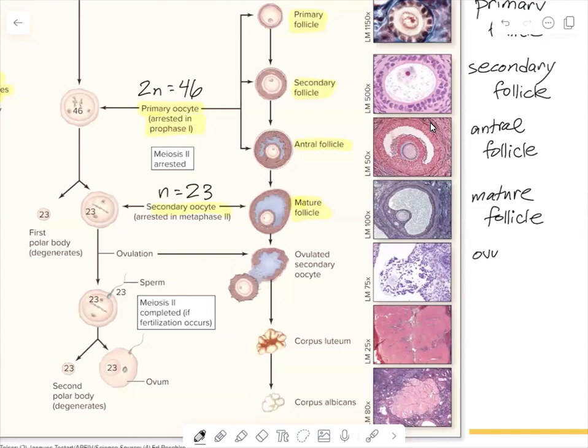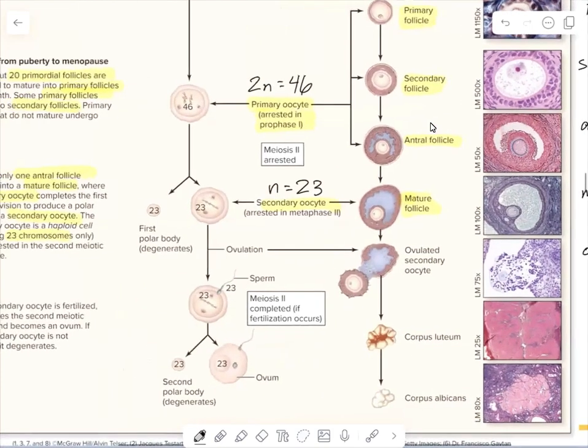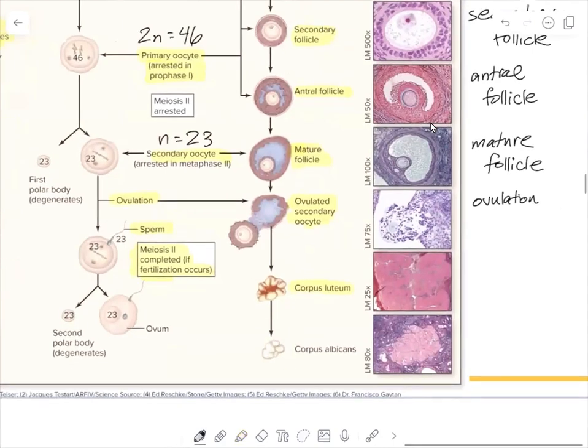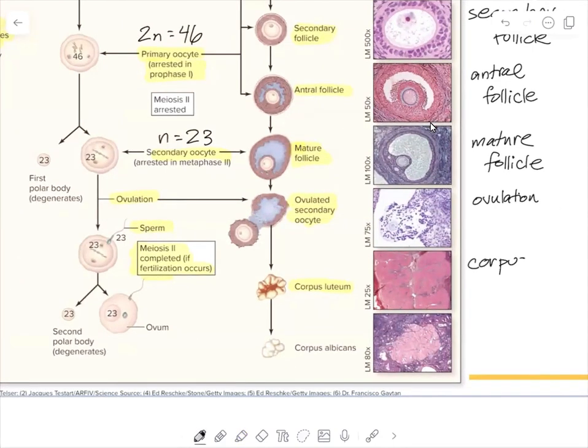We then have ovulation that occurs during the middle of the cycle, which can vary in women, but the ovulated secondary oocyte is the haploid one that's ovulated. If fertilization does occur, that means that the sperm pierces the outer membrane surrounding that secondary oocyte, and meiosis II is completed. In that case, the corpus luteum is going to support that developing embryo and then fetus. However, if fertilization does not occur or something happens to the pregnancy, that corpus luteum will degenerate into scar tissue, which is called the corpus albicans.